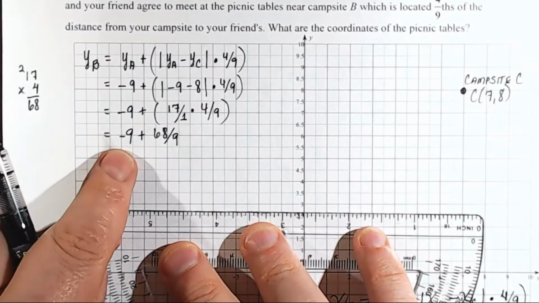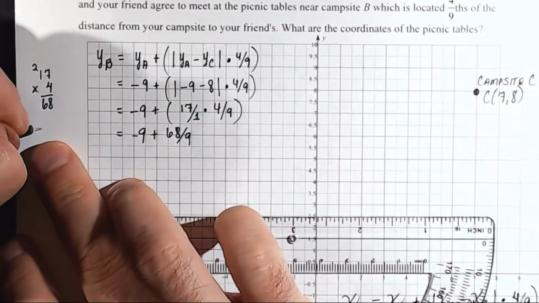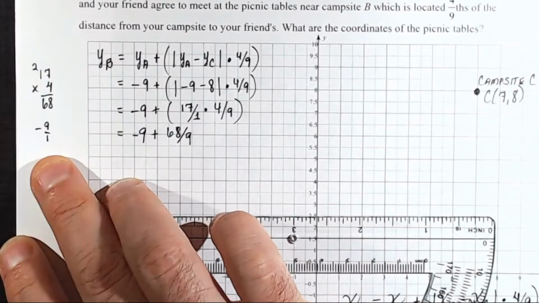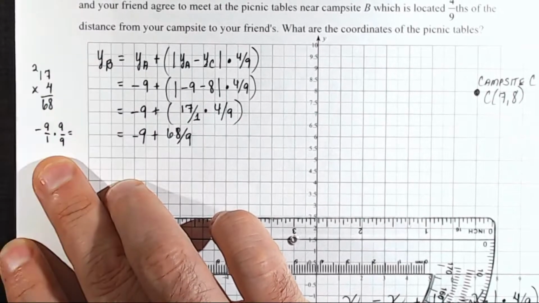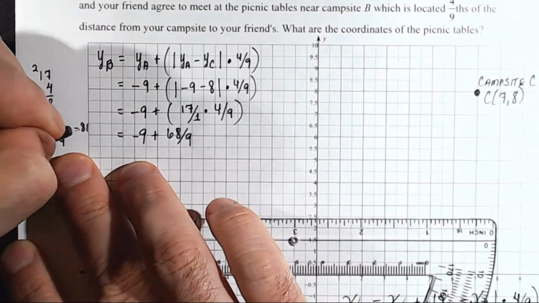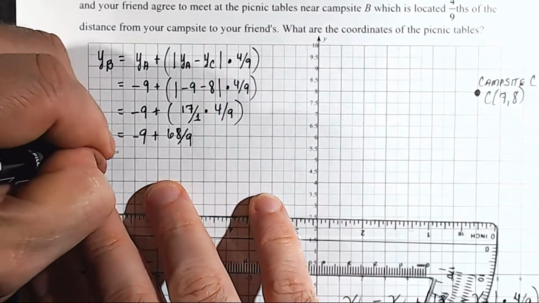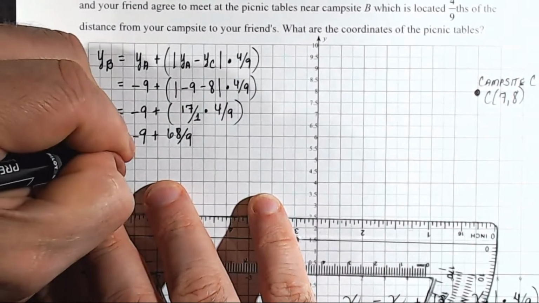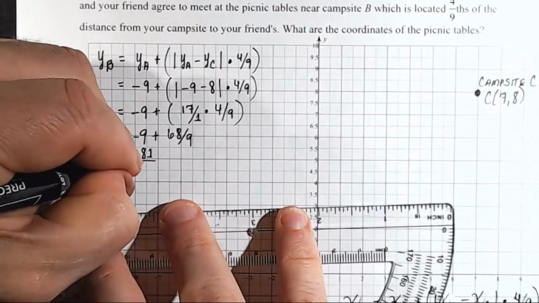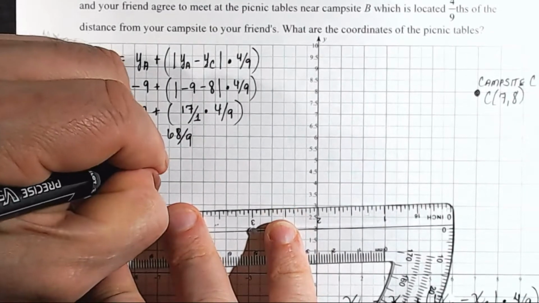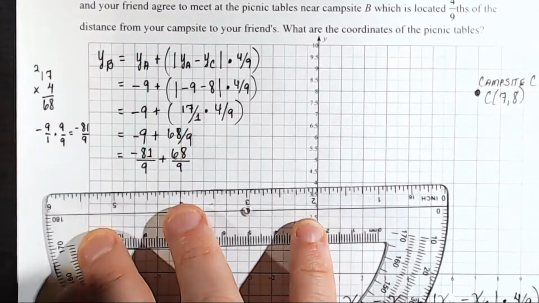It would be helpful to have -9 with a 9 in the denominator, so I'll multiply -9 over 1 by 9 over 9, which will give me -81 over 9. So I can rewrite -9 as -81 over 9. So let's do that. Equals -81/9 plus 68/9.